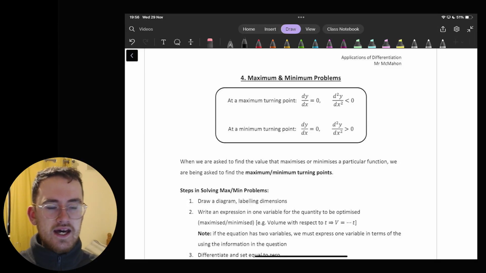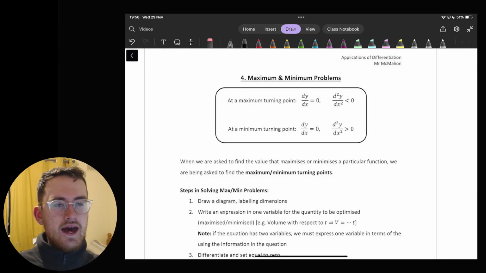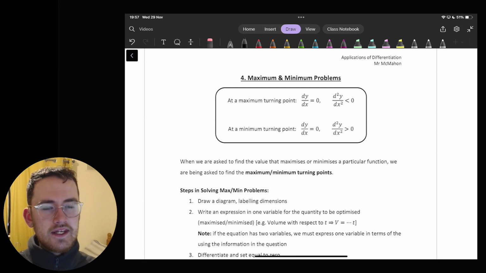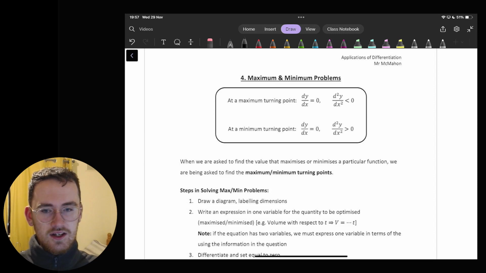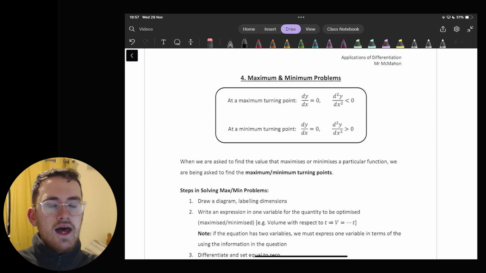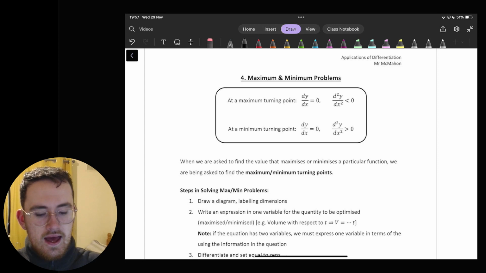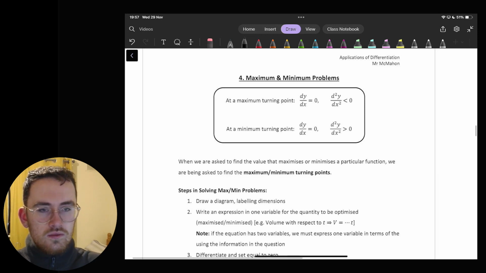Okay, so let's look at, I suppose, the big one, or one of the big ones: maximum and minimum problems. If we're looking at applications of differentiation, as I said in an earlier one, we were looking at the stationary points. This is one of the key areas for the applications, and one of the big ways that this can be asked. So it's important that you know what's in the box there.